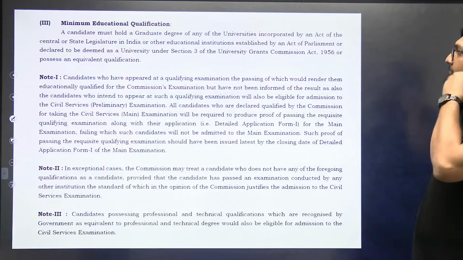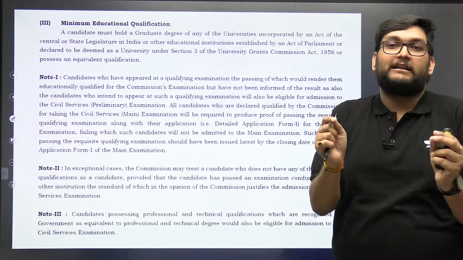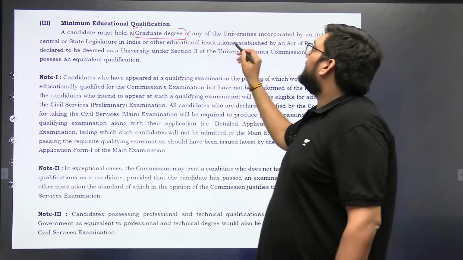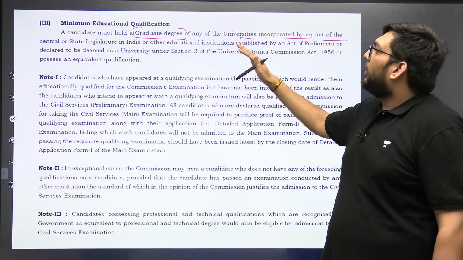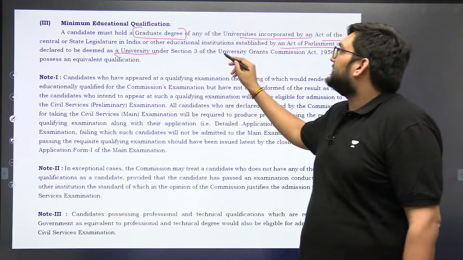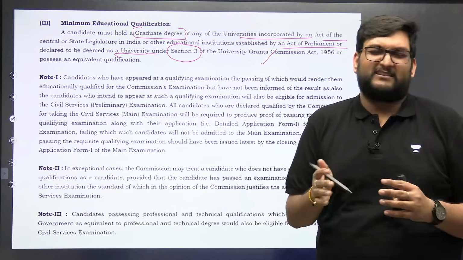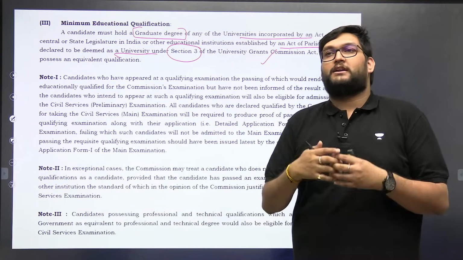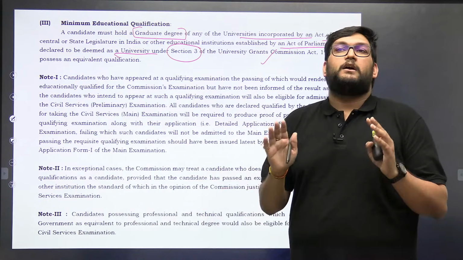Then minimum educational qualification. UPSC has not indicated exactly what degree they want from you. They just say you must hold a graduate degree of a university incorporated by the center, the state, or education institutions under an Act of Parliament, deemed as a university under Section 3 of UGC, or possess an equivalent qualification. Here UPSC is mostly very open. Just make sure that if you're going to a college, if you are in a central or state university or deemed university, it should not be a problem.